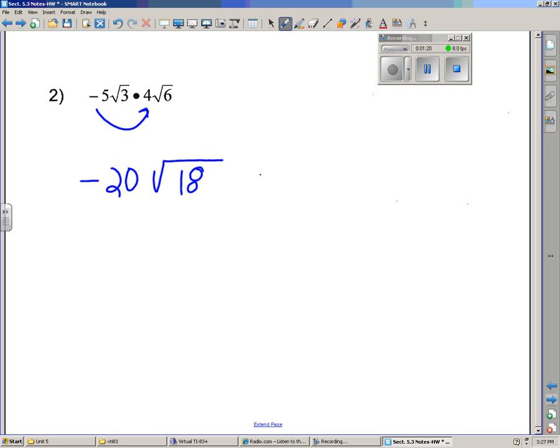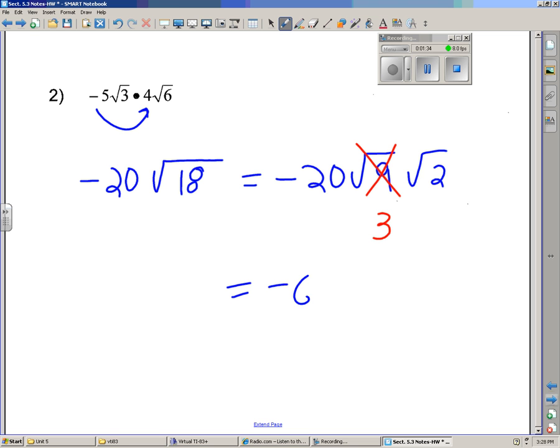And in 18, there is a perfect square factor. So negative 20 radical 18 becomes negative 20 radical 9 radical 2. Well, 9 is a perfect square. Its square root is 3. Negative 20 times 3 is negative 60 radical 2.